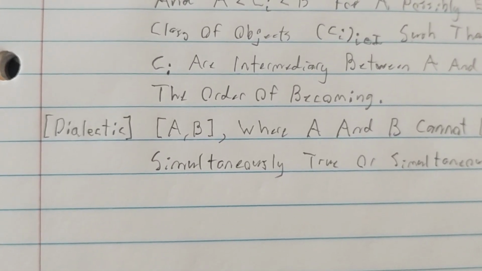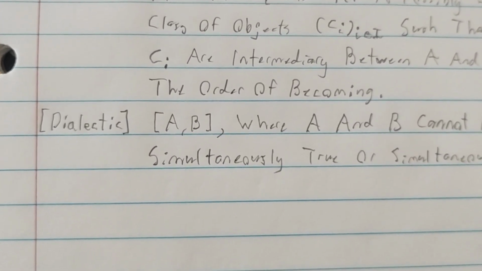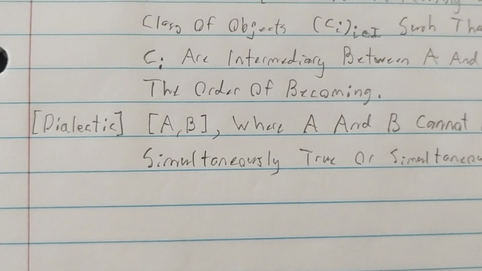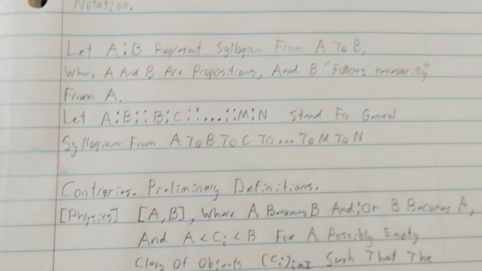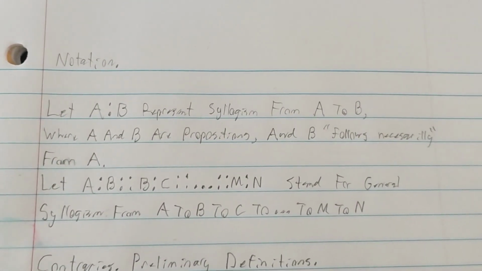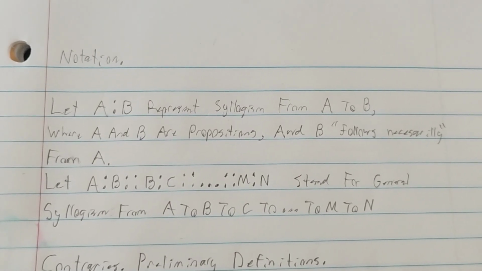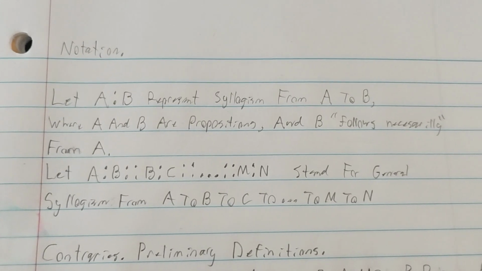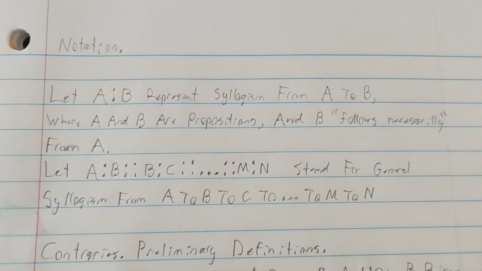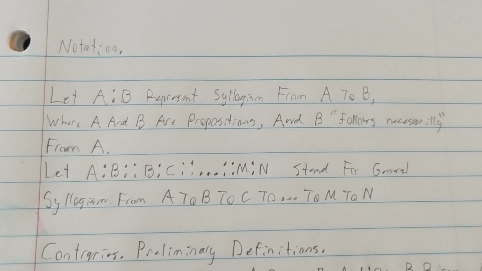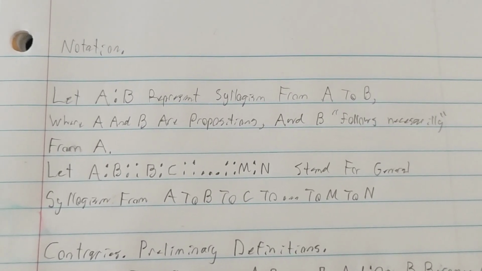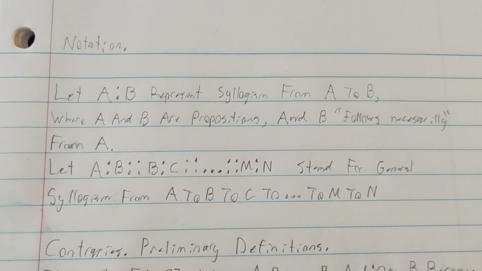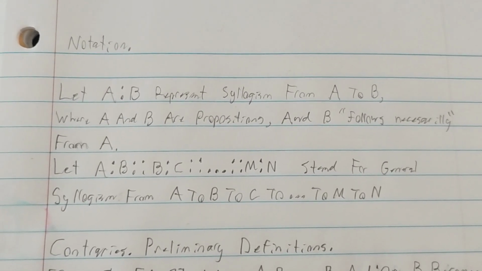Hello world. This video will attempt to give a preliminary sketch of the formalism used by the dialectician. So we represent our syllogism in this way, where the variables are propositions, and B follows necessarily from A. We then have the following form for the general syllogism from A to N.